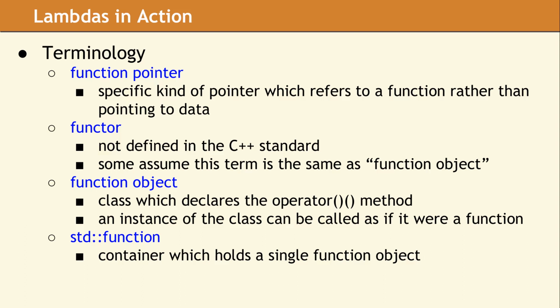A function object is a class which declares an operator parens method, often referred to as the function call operator. This allows an instance of the class to be called as if it were a function. Before the release of C++11, creating a function object had to be done manually, and it was a bit messy.